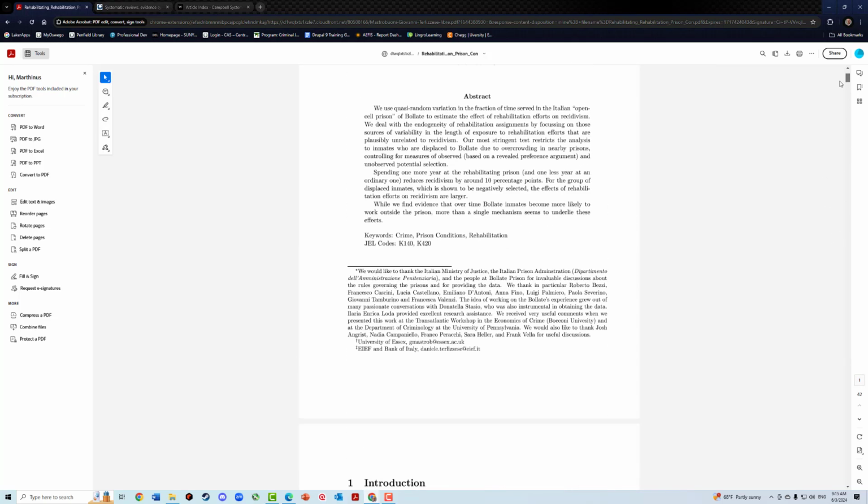Okay, here's the abstract. That's like the summary, the preview, the trailer, if you will. And let's read it. It says, we use quasi-random variation in the fraction of time served in Italian open cell prison. That already, quasi-random variation, that already sounds very research methodology-y. That should already tell you, mayhaps this is a research article. Okay? The effective rehabilitation efforts on recidivism.